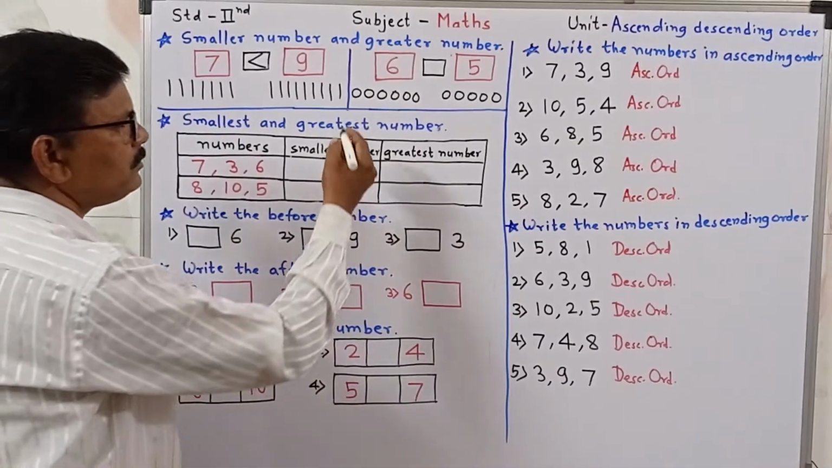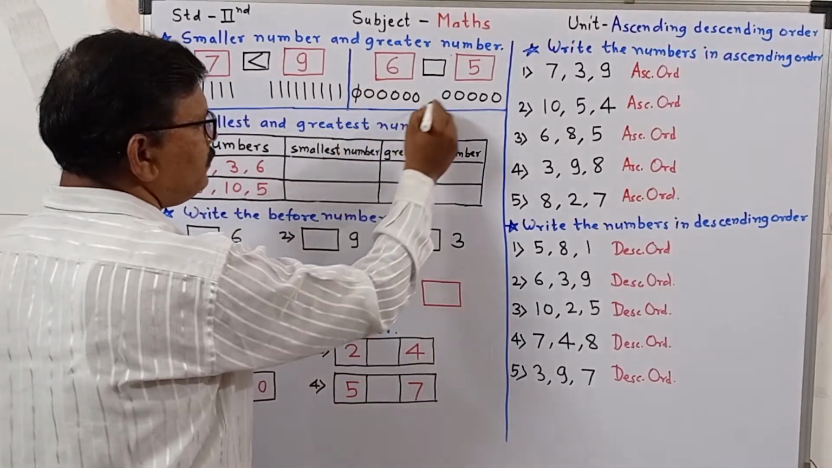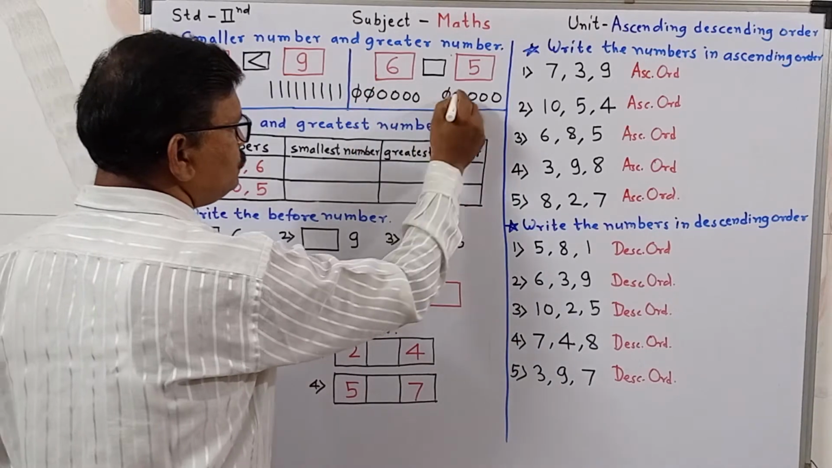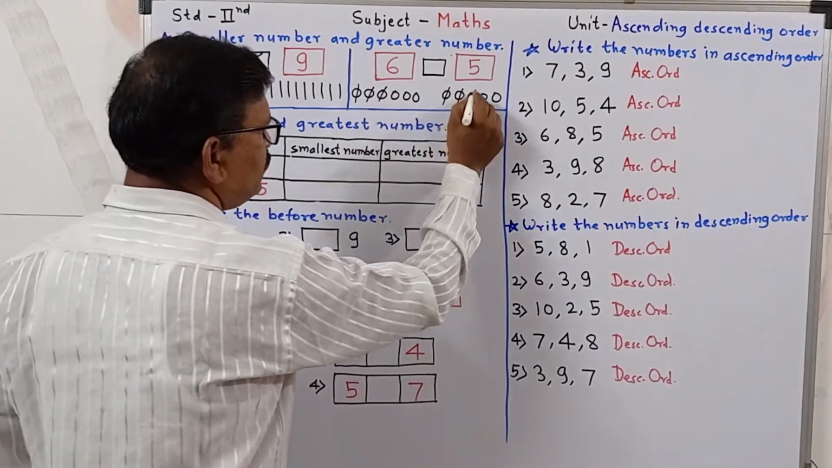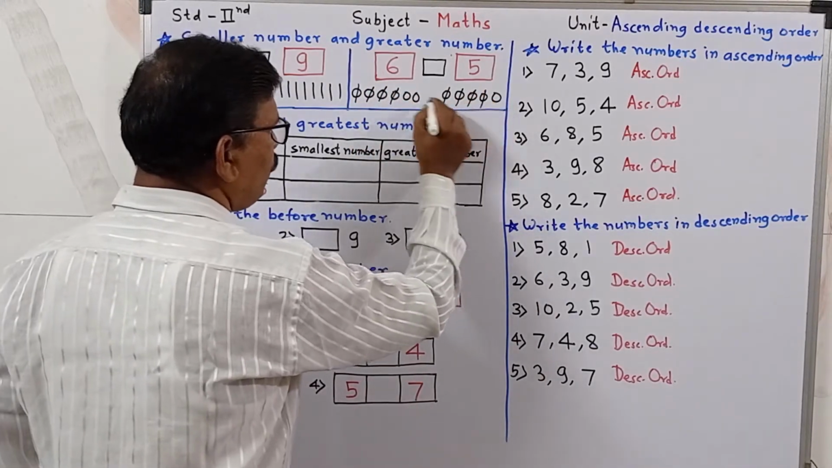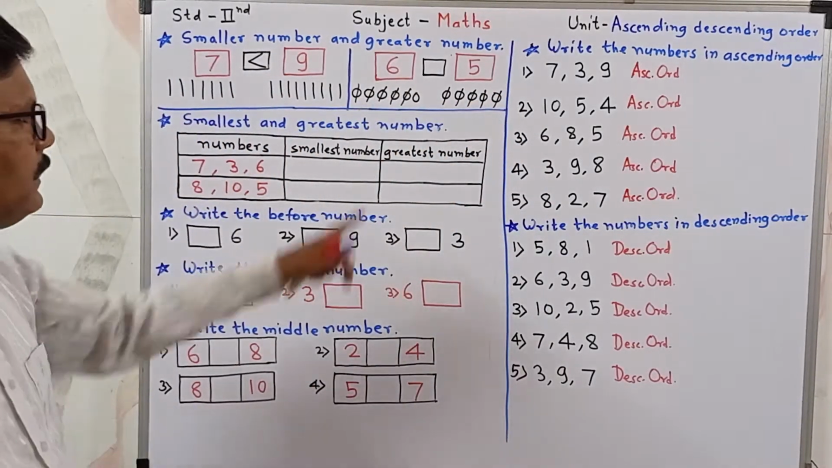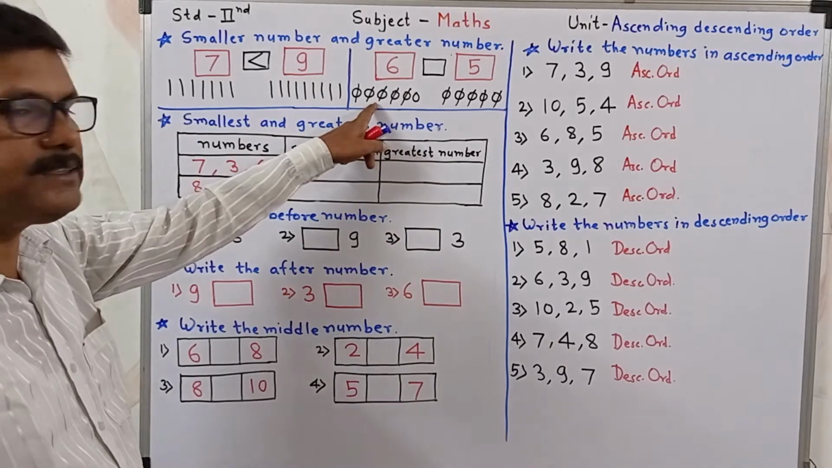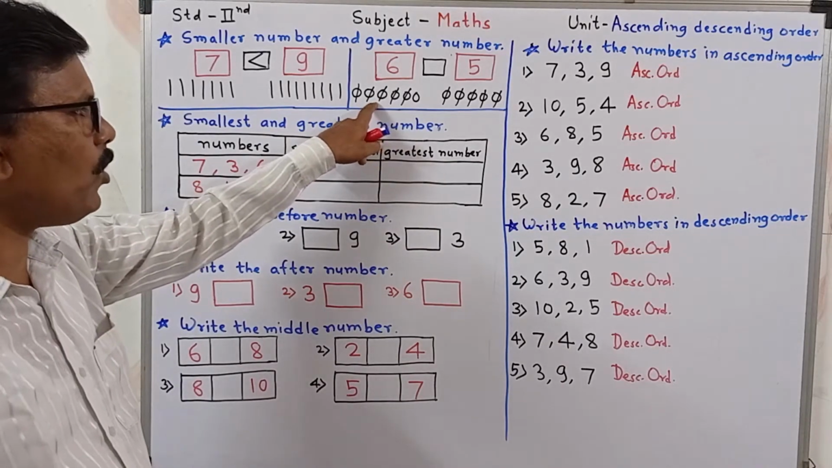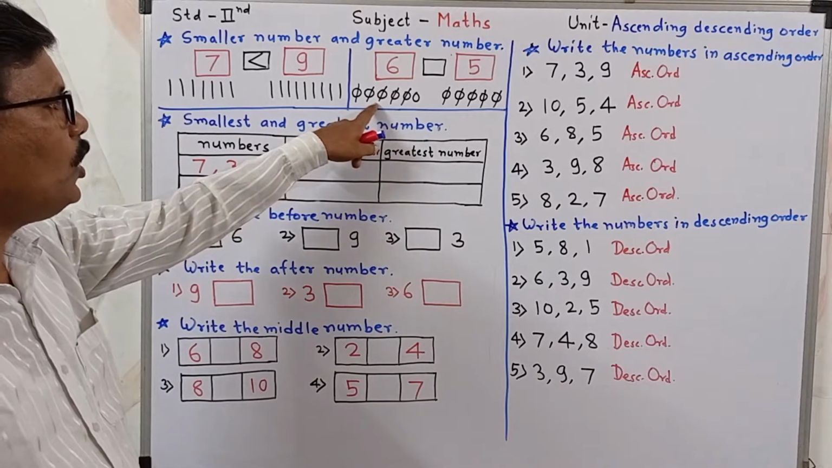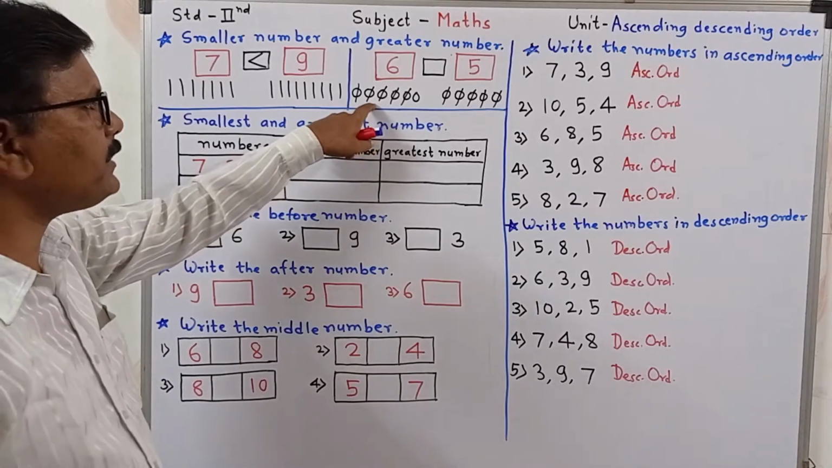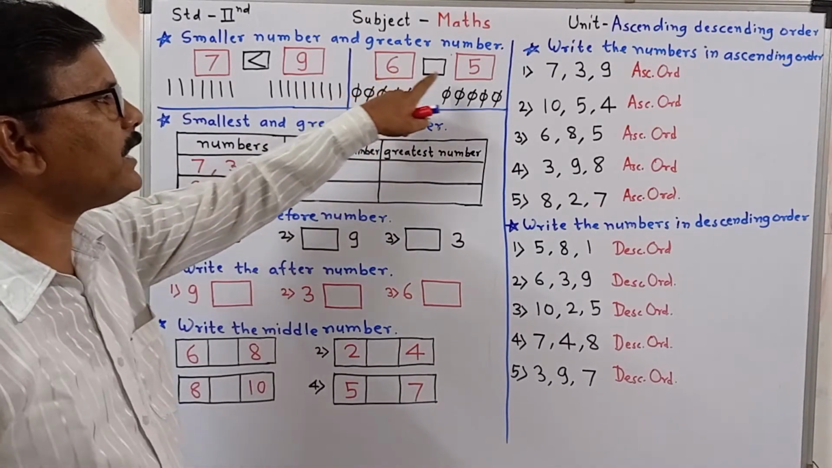So we cut 1 and 1. 1, 1. 2, 2. 3, 3. 4, 4. 5, 5. Which is more? 6 is more. 6 is greater. 6 circles are more. Okay. So which number is a greater number? 6 is greater than 5.